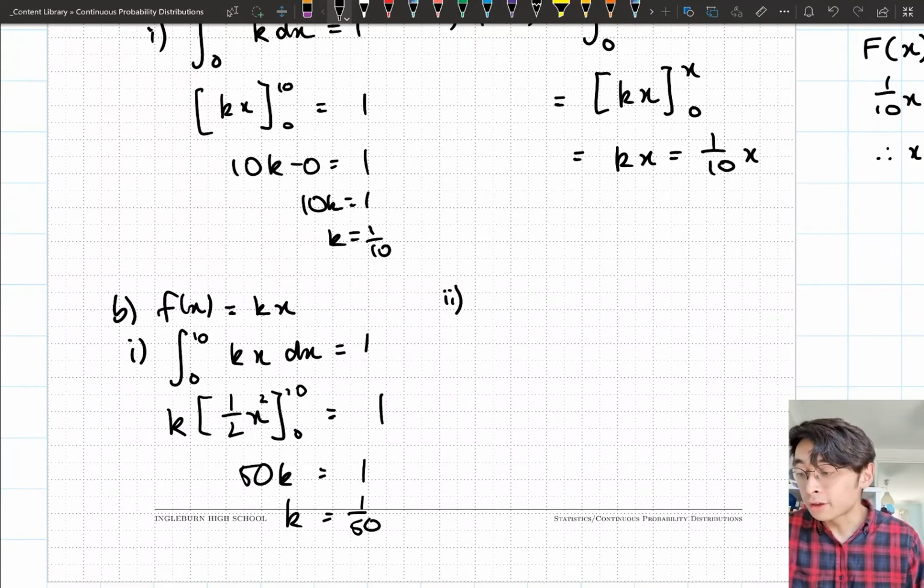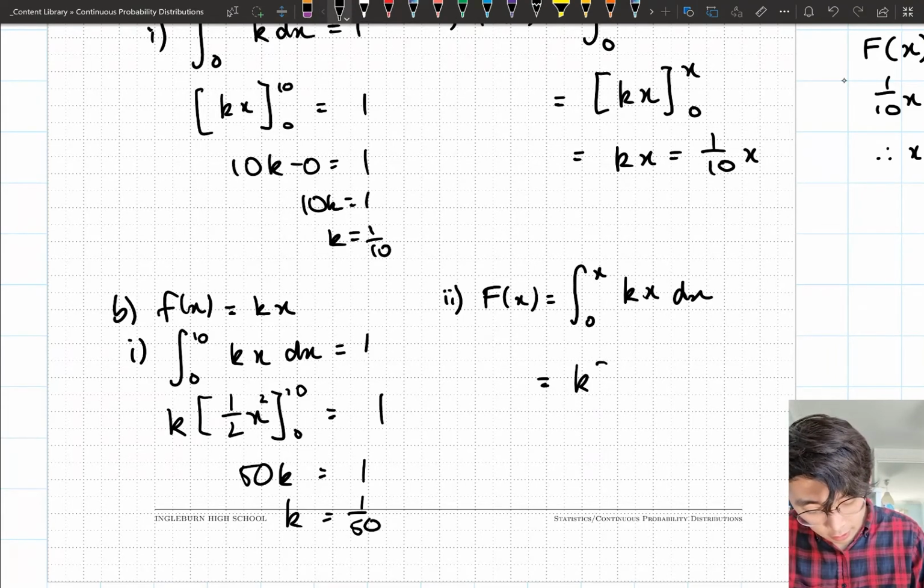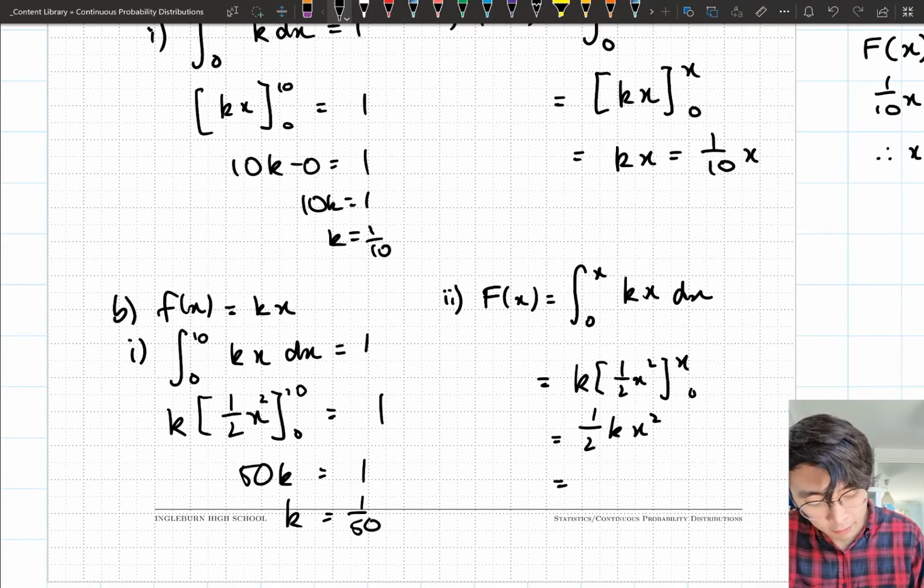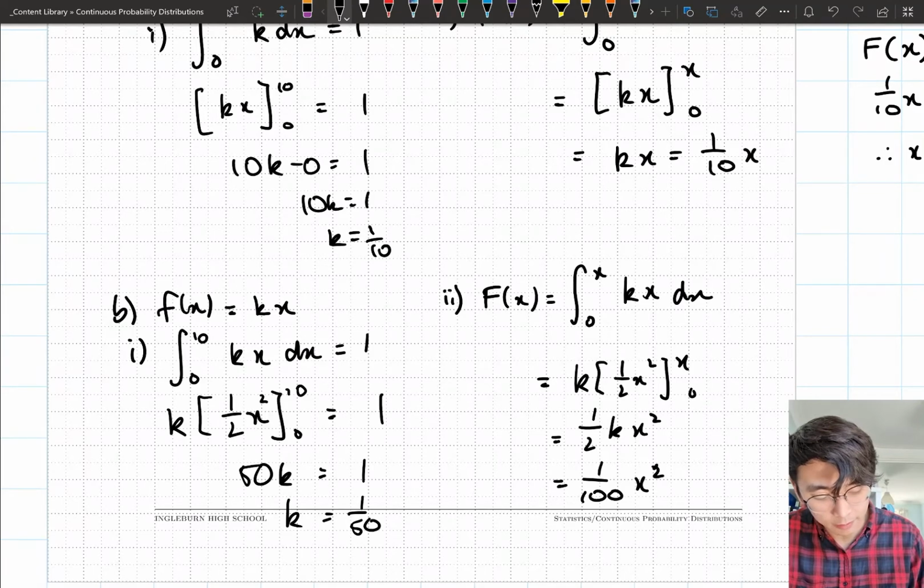Now part 2, I want to find the cumulative density function. So big F of x is going to be equal to the integral of the lower boundary, so here 0 all the way up to x of my probability density function. Okay, and we've already done that integration. So here this is just integrating half x squared, x and 0. And so here this just gives me half kx squared, and we can just sub in the value of k. That's just 1 over 50. So here I'm going to have 1 over 100 x squared.